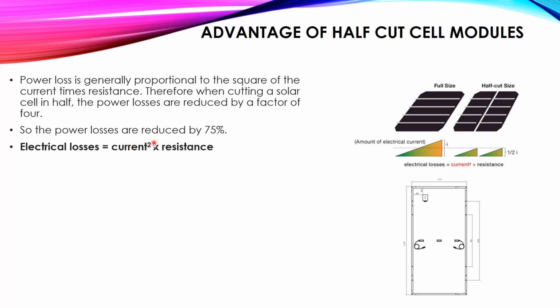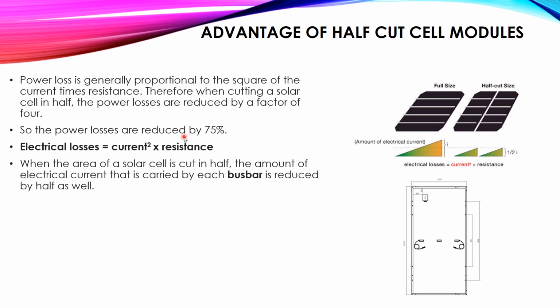So half squared, or the square of the current, which is now reduced by half, will give us a quarter. Which means that our losses will become 0.25 or 25% of the old losses. So the losses now are 25% of the old ones. This means that the losses are reduced by 75% compared to the full size case. Okay, so that is the first advantage in using the half cut cell modules.